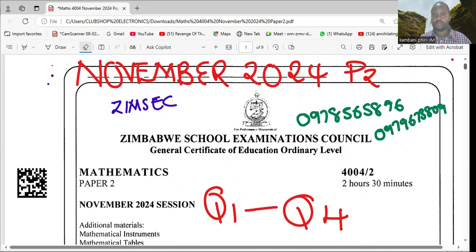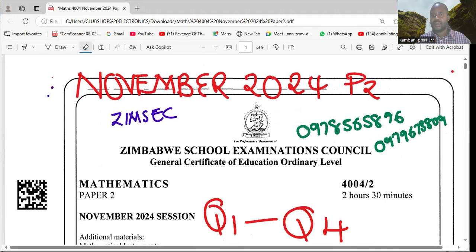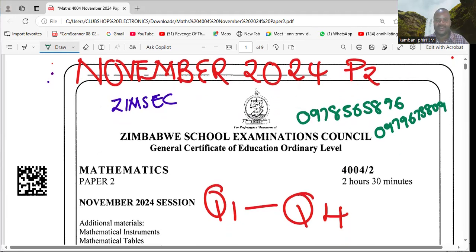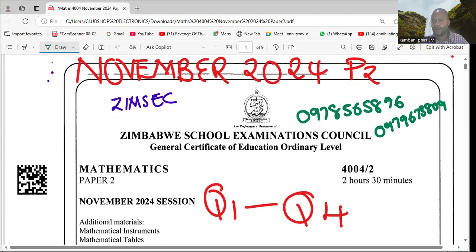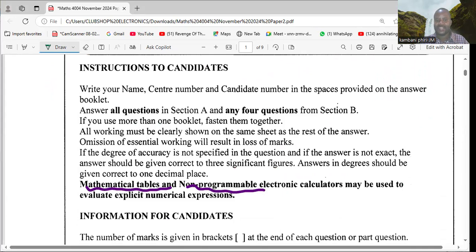More, where we want to look at the November 2024 Mathematics Paper 2, for the Zimbabwe School Examinations Council, the GCE ordinary level. We are dealing with Mathematics Paper 2 from question 1 to question 4. You may wish to know that this is a calculator version, so calculators are and were allowed in this exam.